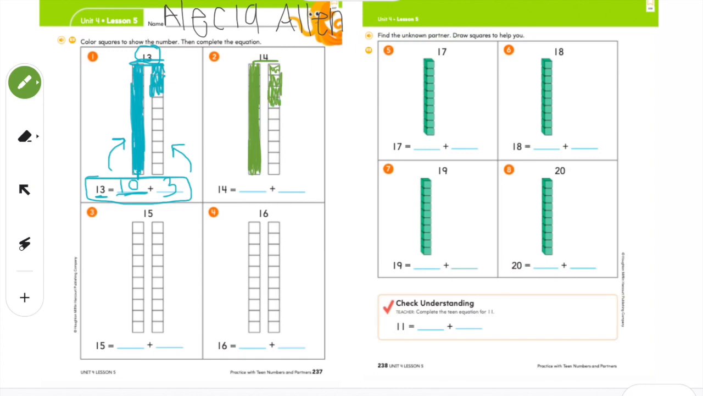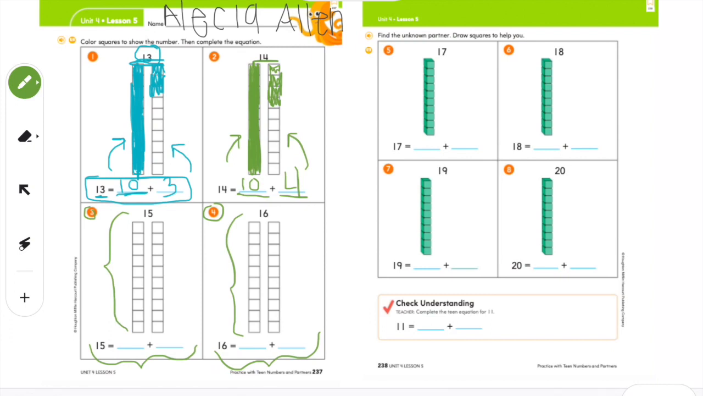Perfect. Next, I'm going to do my equation. Remember, this first blank is how many I colored in on this side, and I know I colored in 10 because it's a whole 10 stick. Next, I'm going to write how many I colored in on this side. 1, 2, 3, 4. Great work. I want you to try these bottom ones, number 3 and number 4, all by yourself. Don't forget to color in your boxes and then do your equation in both of them for 15 and 16.